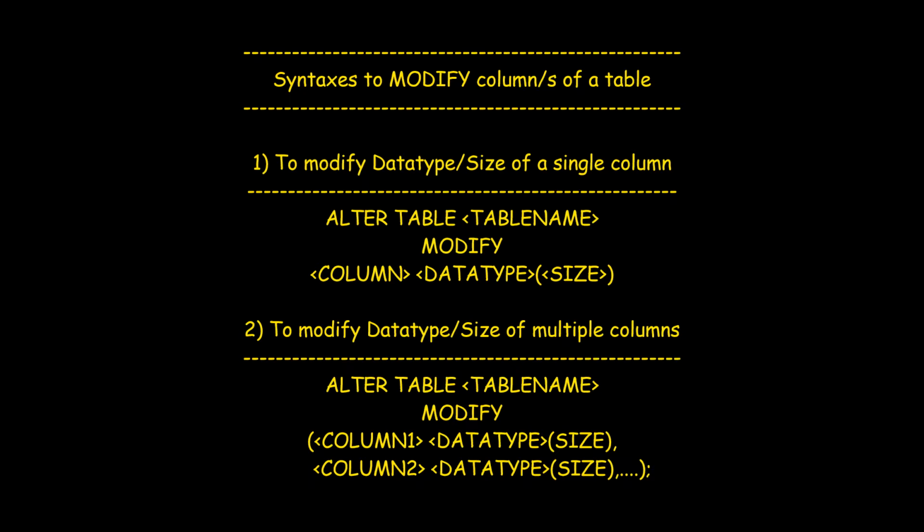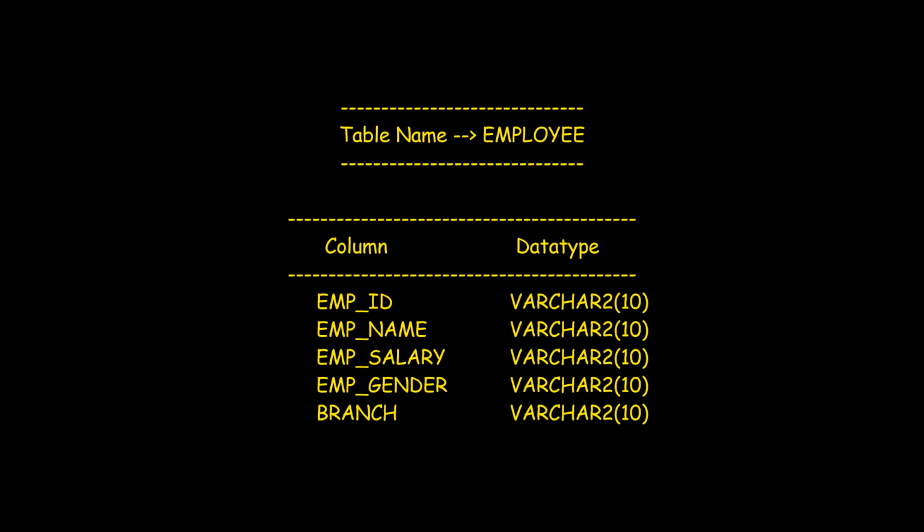Before checking the examples, let's see the table which I am going to use in this video. I will be using the employee table, which has 5 columns: EMP_ID, EMP_NAME, EMP_SALARY, EMP_GENDER, and BRANCH. You can notice that I have kept the data type of all the columns as varchar2.